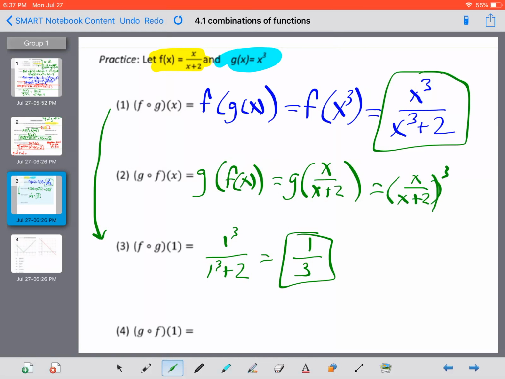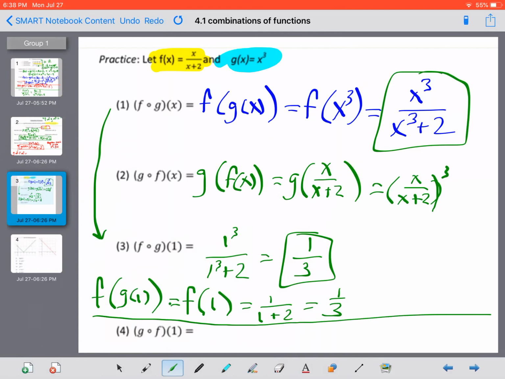Now another way that we could have done this is we could have also found g of 1, and then plugged that into the f function. Alright, so g of 1 would be evaluating the g function at 1. Well, g of 1 would just be 1 cubed, which is 1. And plugging that into the f function gives you 1 cubed over 1 plus 2. That is 1/3 again. Okay, so you get the same thing both ways. It's just two different ways to do it, but you should end up with the same result.